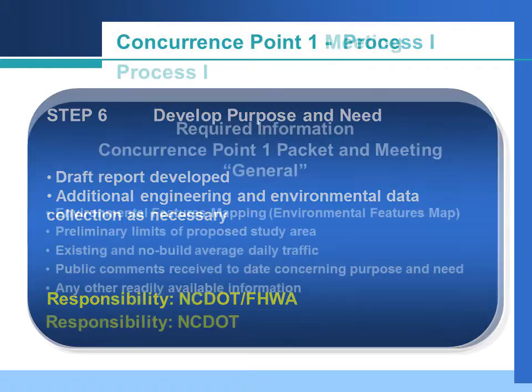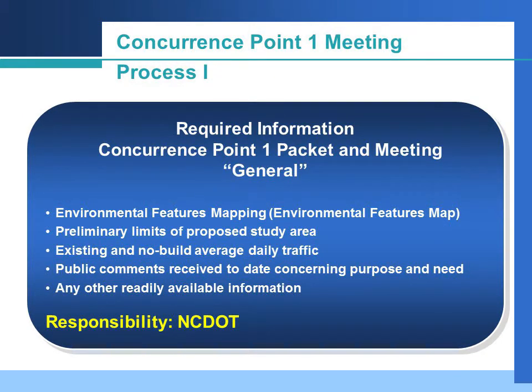The responsibility for Step 6 in Process 1 is NCDOT in conjunction with FHWA if the project is federally funded. It is the responsibility of the NCDOT project development engineer for scheduling, preparing the meeting materials, and presenting the information at the Concurrence Point 1 meeting.